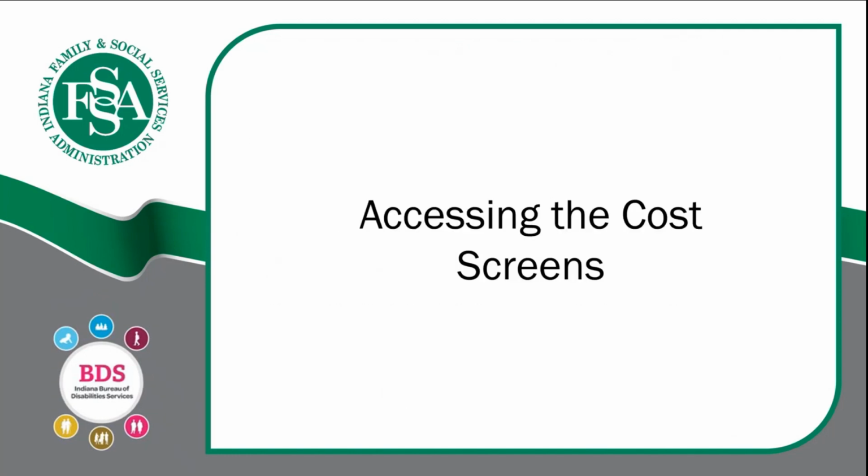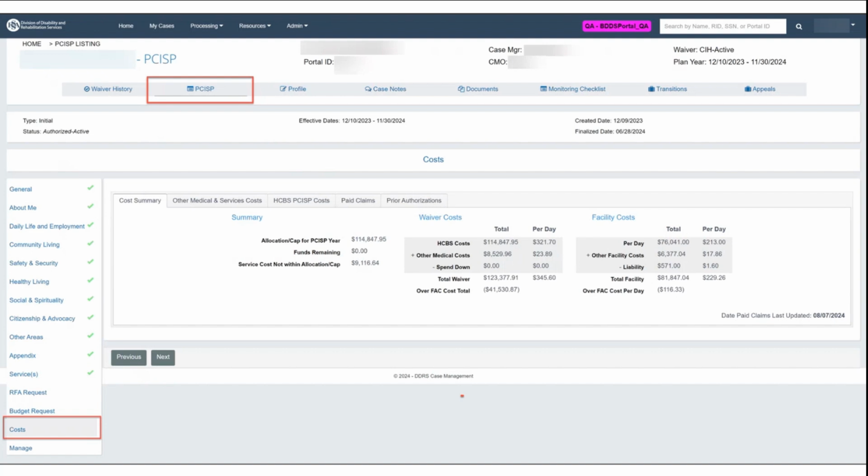Let's begin by taking a look at how to access and view the cost screens. To access the cost screens, navigate to the PCisp page for an individual and select a PCisp. Then click Costs in the left navigation menu. The Cost Summary tab of the cost screens will display.